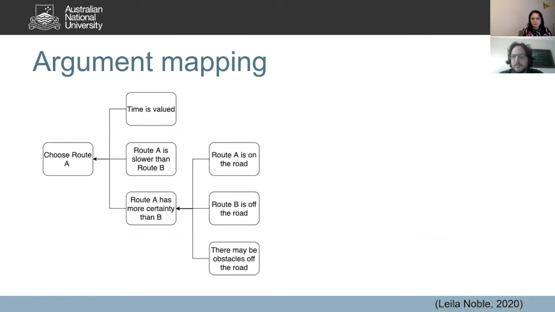So this is work by Leila Noble. What she did to apply these concepts is a document analysis that built up what the argument map looks like, and interviews to try to complement that, to understand why those decisions were made on how to deal with uncertainty.